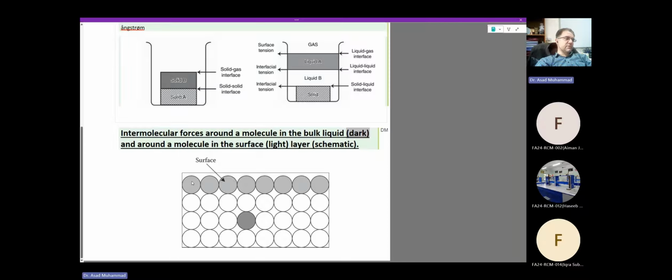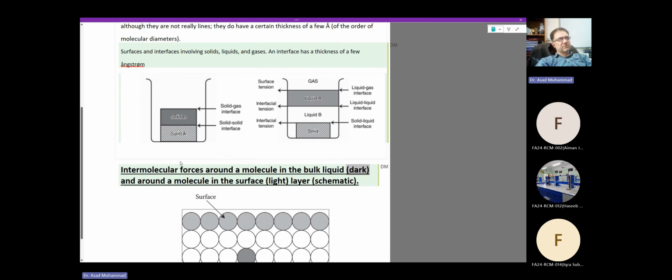Similarly, if you have solid materials that are exposed by removing the upper layer, then obviously those molecules have an imbalance of forces, and that imbalance of forces is making them energetic. So this is something that is happening over here.